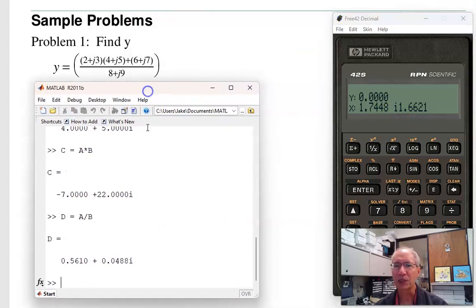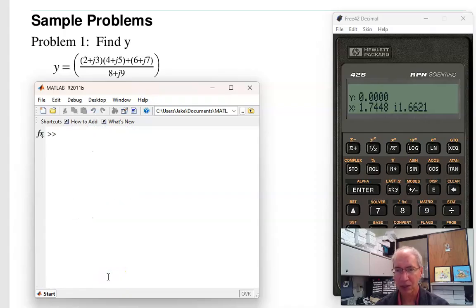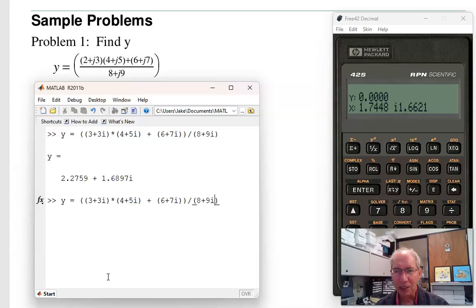I can do that in MATLAB. In MATLAB, put it down here. Y is equal to 2 plus 3i times 4 plus 5i plus 6 plus 7i. And I need parentheses here. Take that whole mess, divided by 8 plus 9i. And I got a different answer. Oh, that's because I input the wrong problem. 2 plus 3i, 4 plus 5i, 6 plus 7i, 8 plus 9i. There we go, same answer.